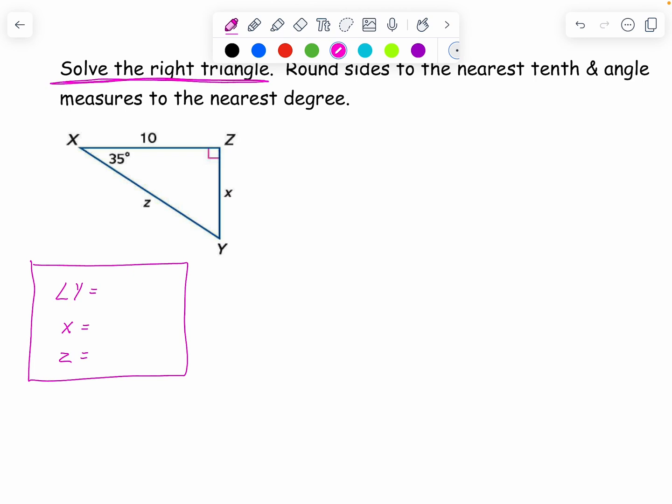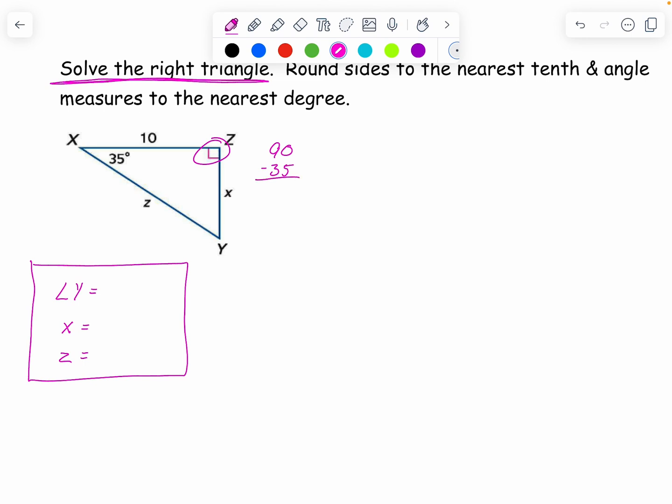So we said the angle is going to be the easiest thing to find because we know in any triangle, all three angles have to add up to be 180. Well, since one of these is 90, that means the other two have to add up to be 90. So I could add the two I have and subtract from 180, or since I know this is a right triangle, I could just do 90 minus 35. Either way, we're going to get the same answer.